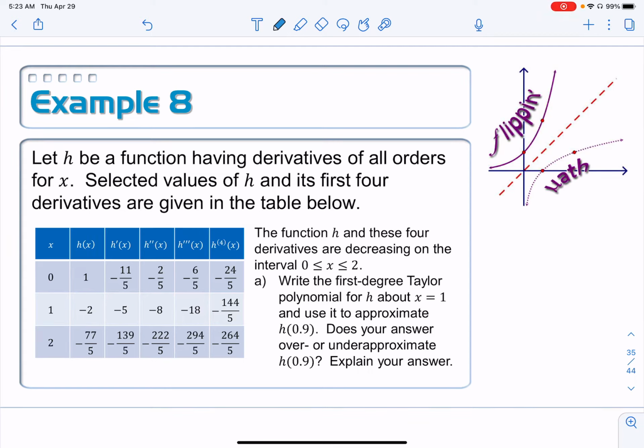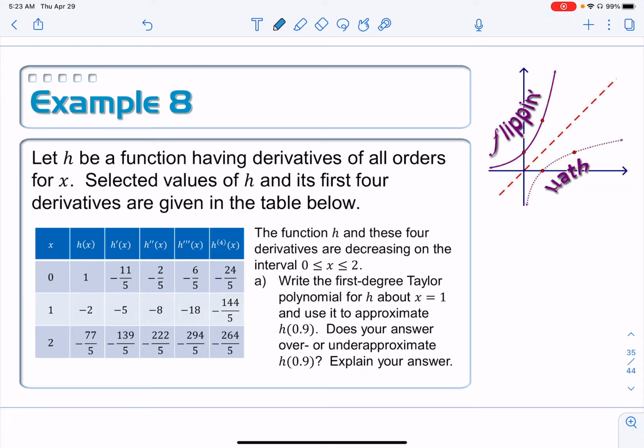Let's take a look at example 8. Let h be a function having derivatives of all orders for x. Selected values of h and its first four derivatives are given in the table below. All right, it's a tabular question. We've definitely seen these question types before. They're fairly popular on the AP exam.